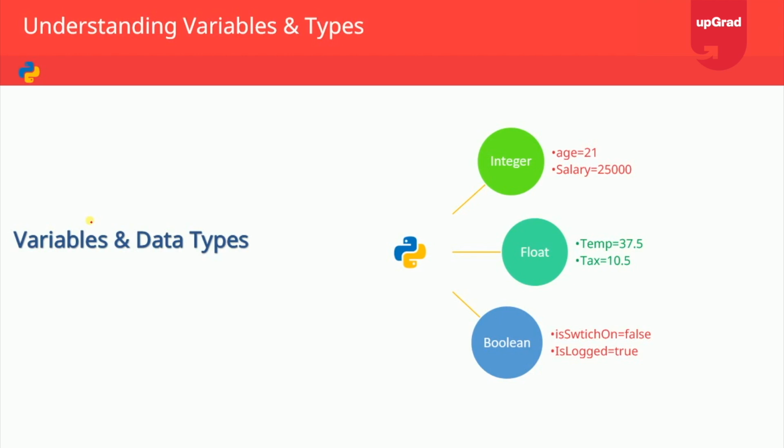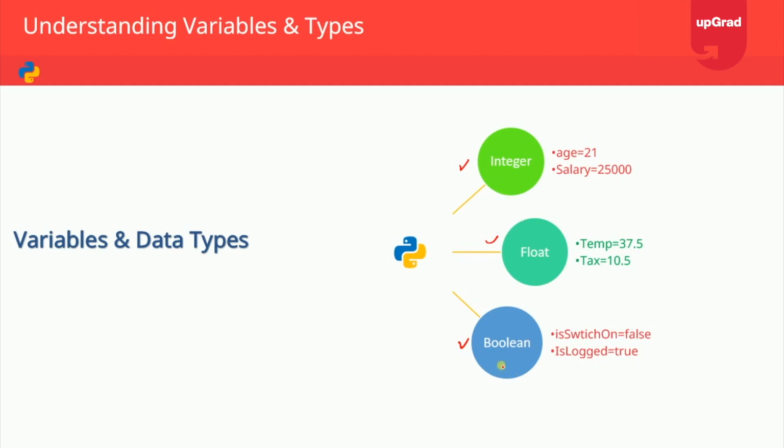Let us start with the primitive data structures in this slide here. In this slide, you can see that I've mentioned some of the primitive data structures of Python, such as integers, floats, and booleans. Integers and floats are the number types here. The examples are age 21, and salary, a variable holding the value of 25,000. Similarly, the float variables are temp with the value of 37.5 and tax 10.5. Float represents decimal values, whereas integer represents whole numbers.